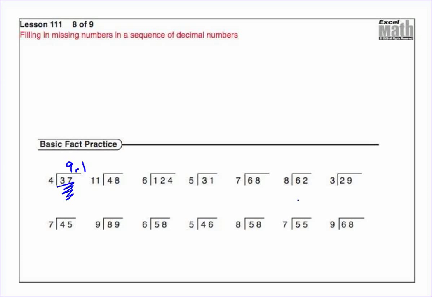See how quickly you can do the rest of these without showing your work, all mental math, then turn on the video to check your work.